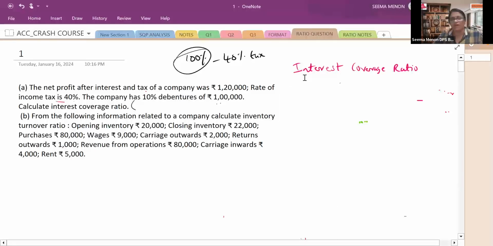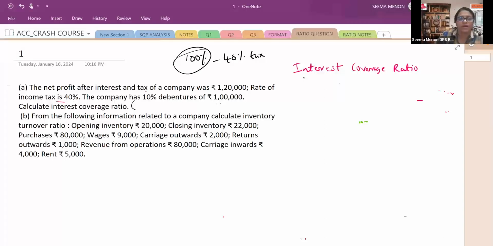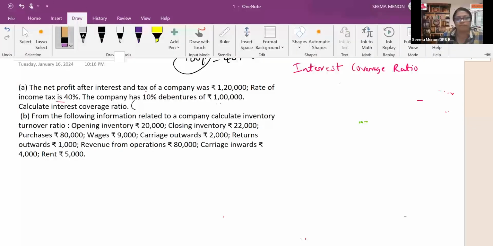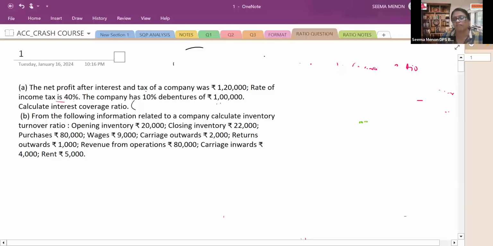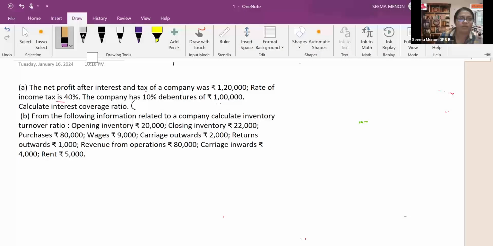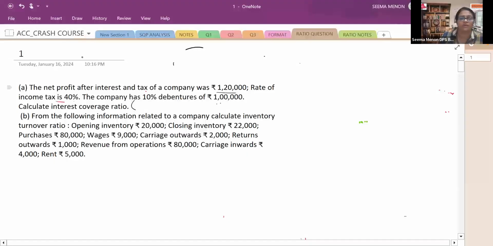So the first question yesterday we have solved. Again, I am solving the first question as a recapitulation. So let's solve that again. You have to read the question. It is written that the net profit after interest and tax of a company was rupees 1,20,000. Rate of income tax is 40%. The company has 10% debentures of rupees 1 lakh.